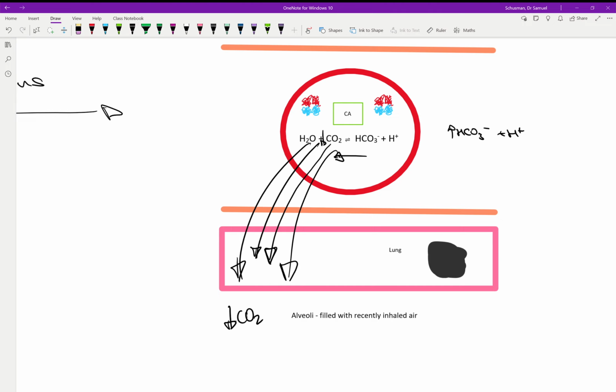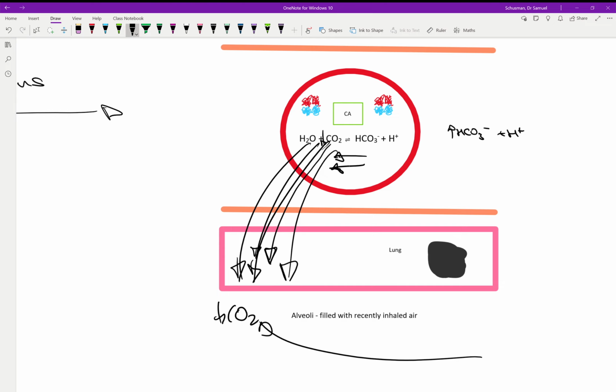But then you breathe out. So you get all that CO2 and you breathe it out. And you get fresh air in. And that fresh air has low CO2. And when there's low CO2, some will diffuse. And that causes dynamic equilibrium to shift.